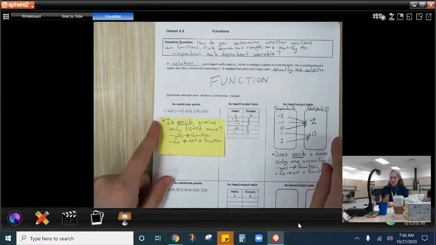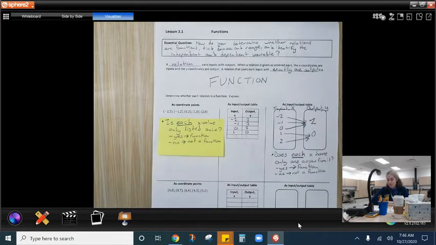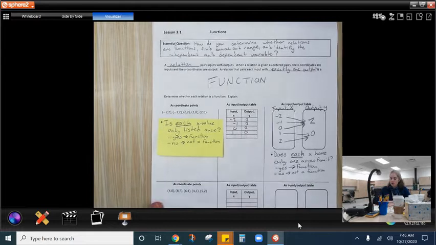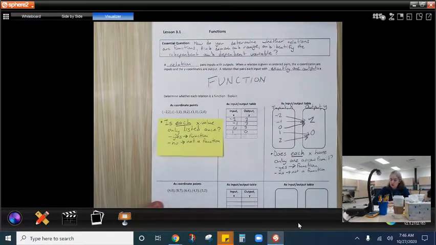Hello, algebra. So we are starting chapter 3, which is all about functions and graphs of functions. Our essential question is, how do you determine whether relations are functions, find domain and range, and identify the independent and dependent variable, which I'm sure you guys have heard in science before.